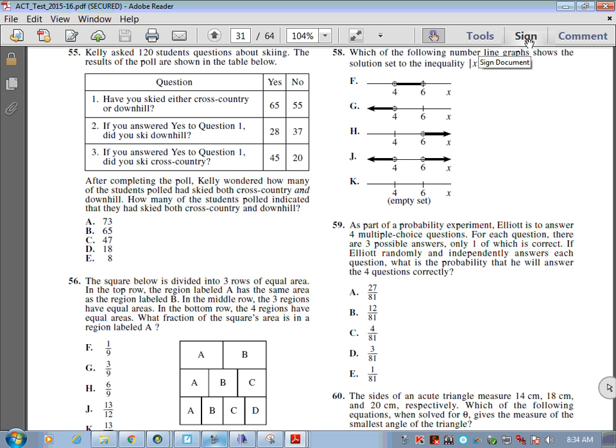55. 56. Okay, all right, very good. Yeah, 55. Were you 55? Okay, this one took me a little bit of time to put together.